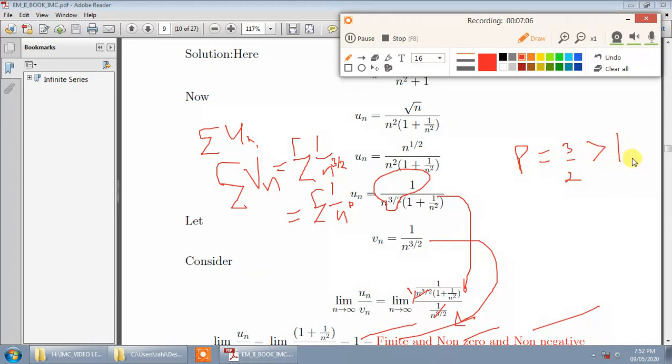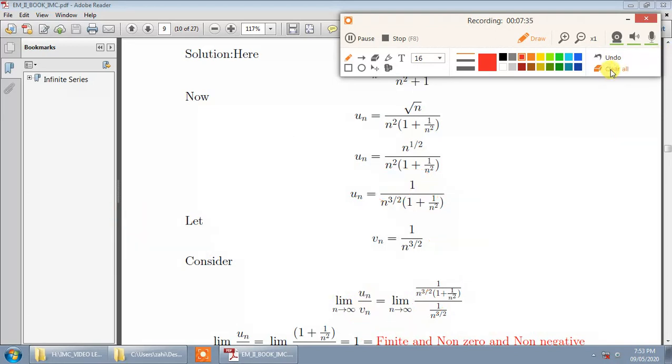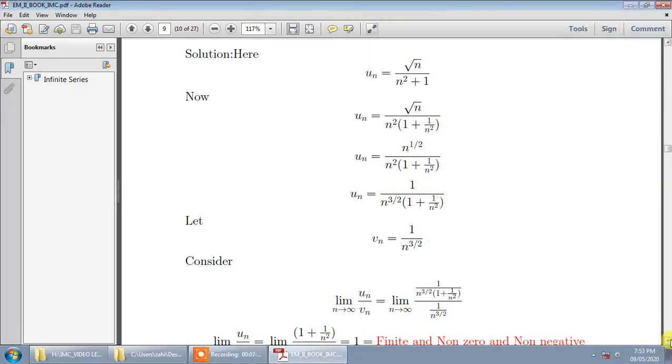If p is greater than 1, you know that the series converges. So summation Vn converges, therefore summation Un also should converge. By which test? Comparison test. Because summation Vn converges, summation Un also converges, as it satisfies the condition of the comparison test. Okay, now next example.